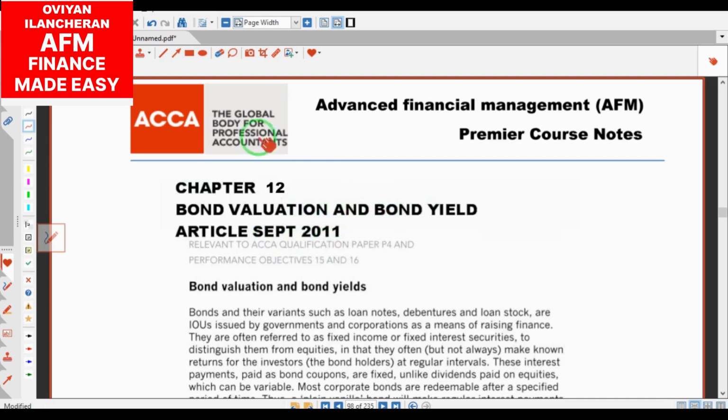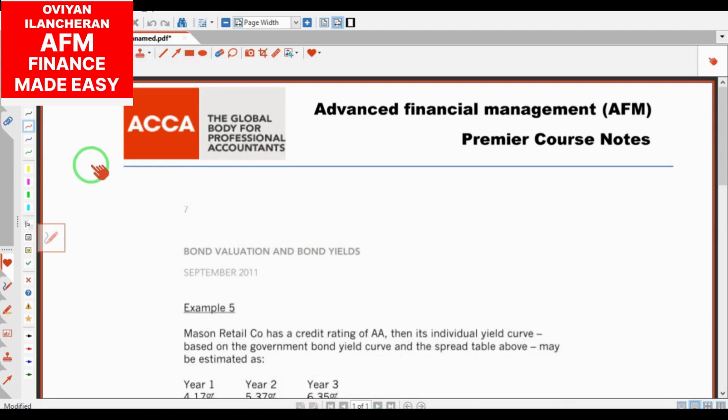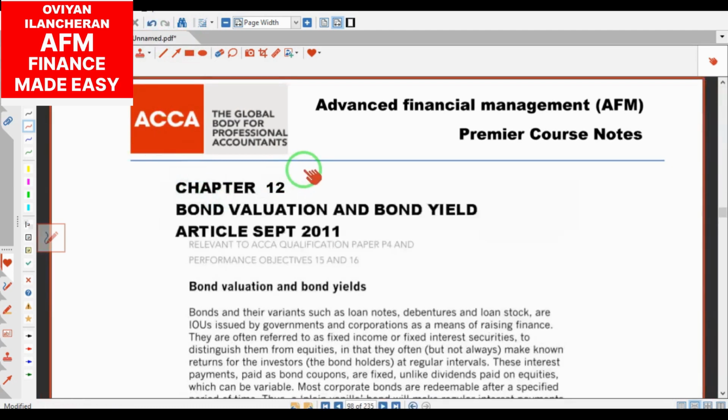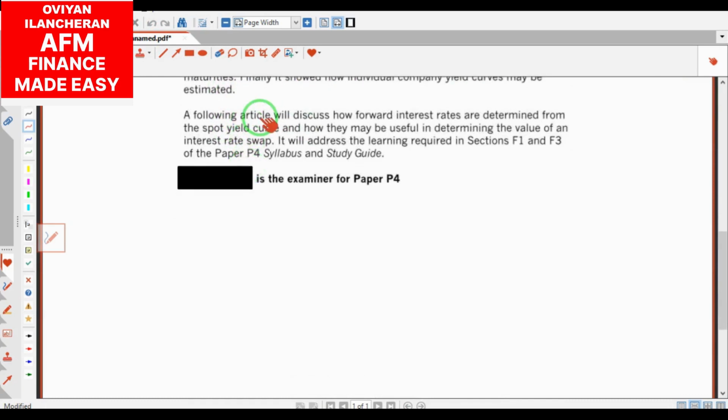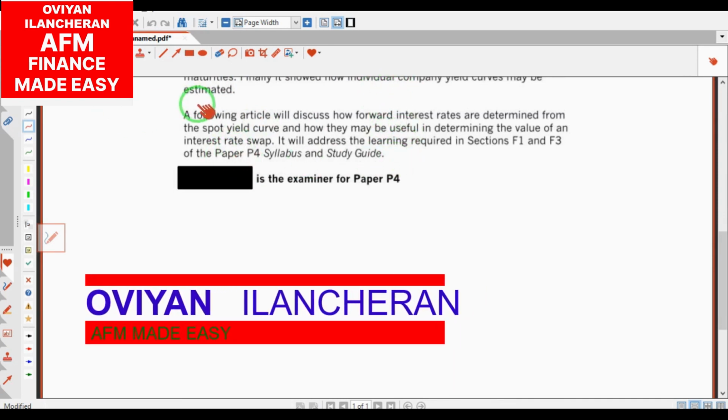And this article was actually written by your examiner. Of course, at the end of the chapter, in those days they quoted the examiner's name. Today, for some reason, we're not supposed to tell the name of the examiner as well as the examining team. By the way, my name is Ovian, and I'm going to use this chapter to explain two things.